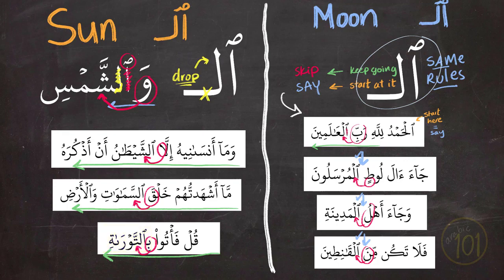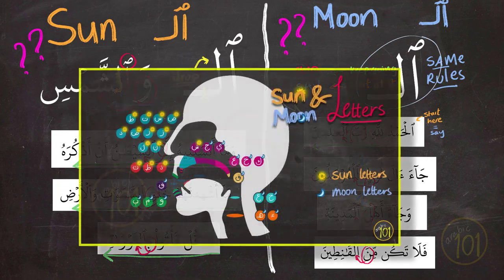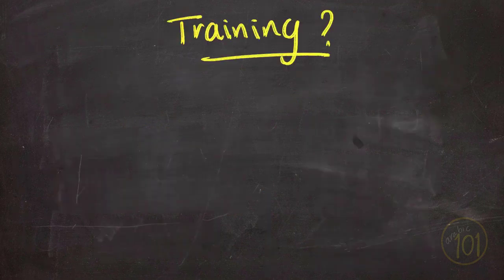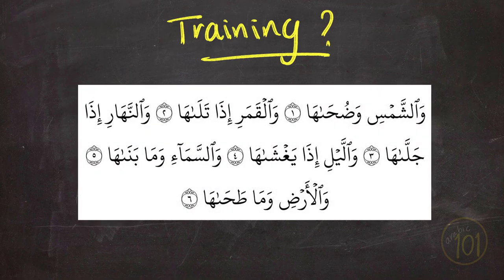So when do we get sun al and moon al? This poster shows you which letters cause the sun and the moon al to happen. I will also leave it in the description of this video if you want to download it. And the best training for both types of al plus Hamzatul-wasl and qata is Surat ash-Shams. Try to hear the difference and see how I skip Hamzatul-wasl, and sometimes I also skip the lam.